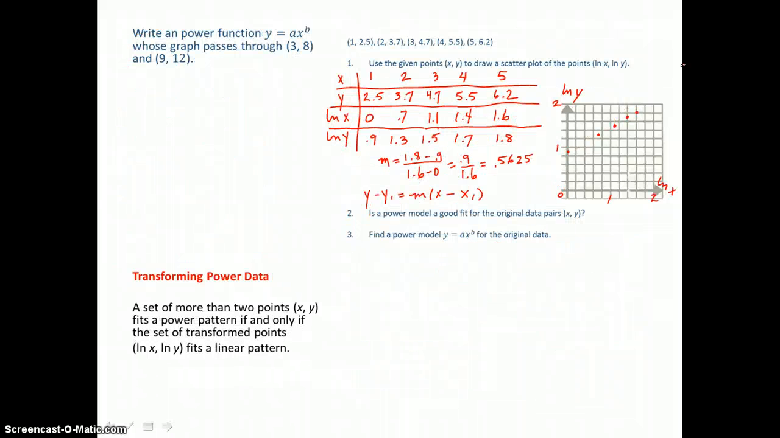Okay, on this page we're going to write a power function y equals ax to the b power whose graph passes through (3, 8) and (9, 12). So this time we want an equation in this form, and we still need to find a and b. So we'll write a system of equations again.